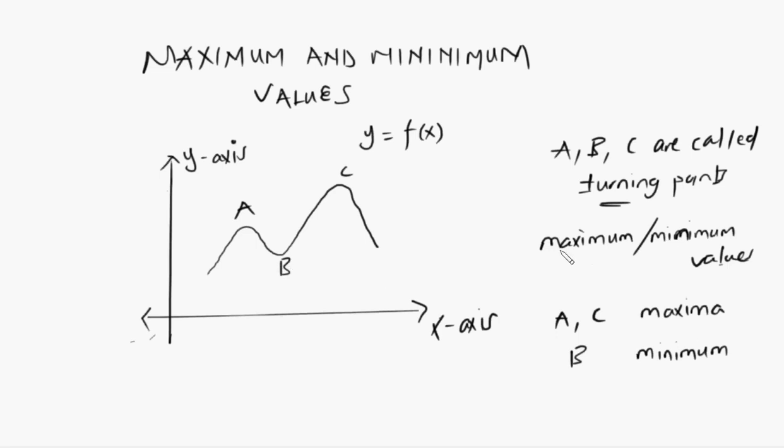Sasa hizi ukisema maximum value, it doesn't mean though it's the absolute greatest value in the whole function. Hapana. For example, a hii ni maximum value, lakini kuna point c ambayo ni kubwa kuliko a. Okay? Au b ni minimum value, lakini unaona huku kushoto kwa a kuna points ambazo ni ndogo kuliko b. Kwa hiyo hizi maximum and minimum value, they are not the absolute greatest or least value in a function.